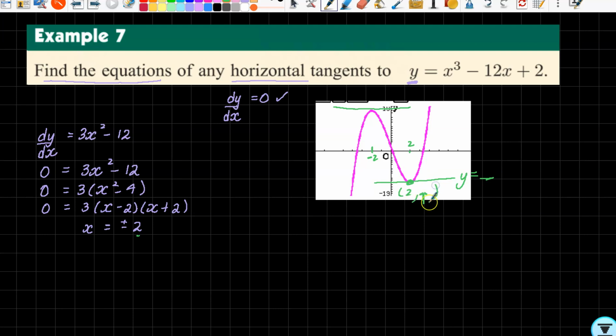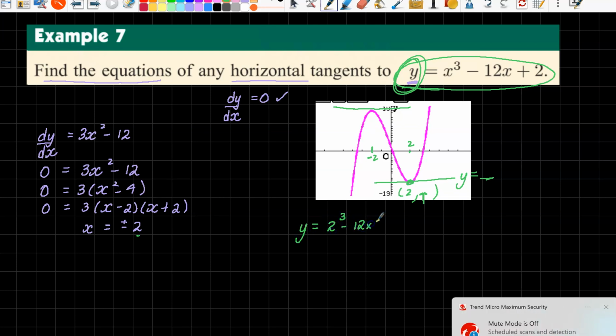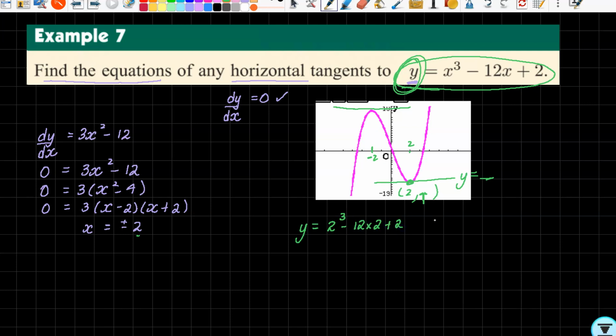We need to find this y value. So again, read your mathematics. It's this function here, that's the rule that has y. So to find my y value, I'm going to say y equals 2 cubed minus 12 times 2 plus 2, and that will give me my y value. Okay, negative 14, so that coordinate there is 2, negative 14, and therefore the equation of the horizontal tangent is y equals minus 14.